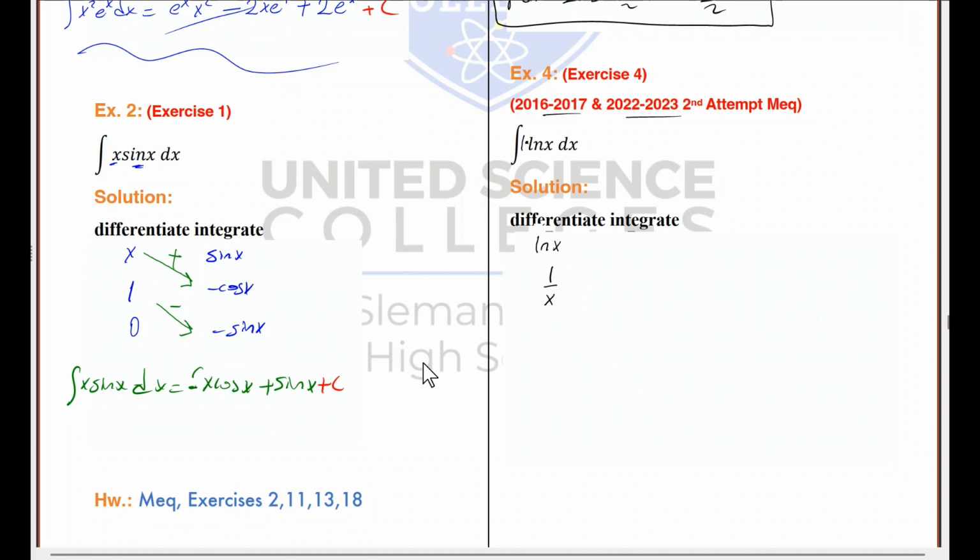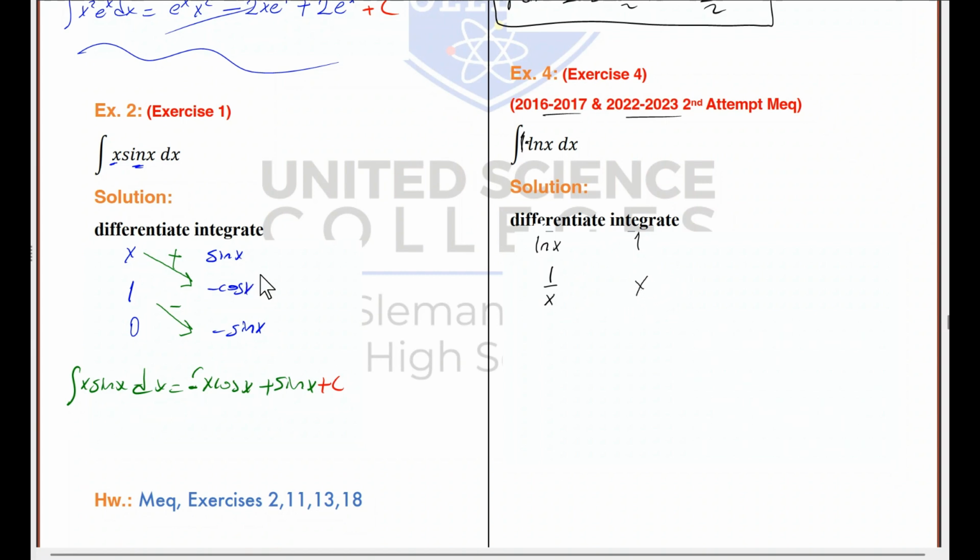Because unlike the previous questions, we will never go to zero. The derivative will never be zero. So I will just stop when I take the derivative once. The other one will be used for integration, which is an invisible 1. Integral of 1 is x, and I stop.